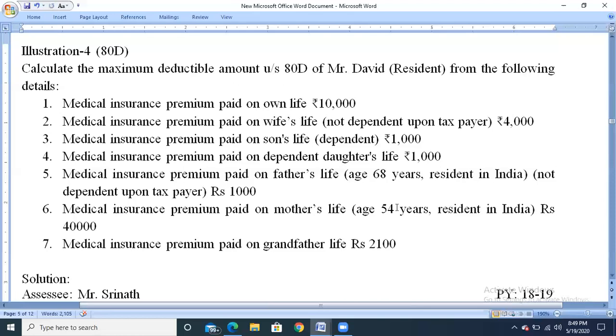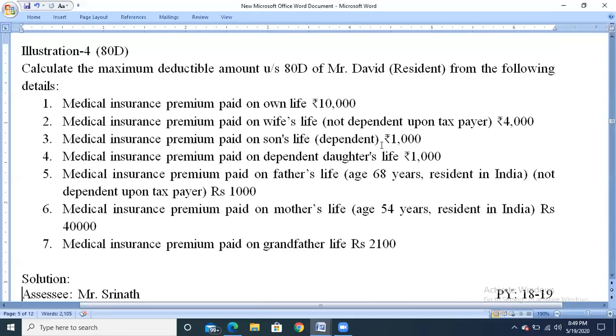So first, medical insurance premium paid on own life, 10,000, so we can take it as a deduction. Next, medical insurance premium paid on wife's life, not dependent upon taxpayer, rupees 4,000. Even if she is not dependent, she is a family member, so it will be considered. And next, medical insurance premium paid on son's life, dependent, 1,000 rupees.